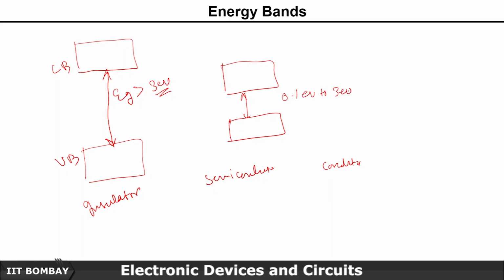Just to give you some examples, in the silicon case it is 1.11 electron volt. For germanium it is fairly small, 0.7 electron volt. This makes germanium temperature sensitive because the band gap is small, so electrons can easily absorb the energy and move to the conduction band from the valence band. For gallium arsenide it is 1.42 electron volt.